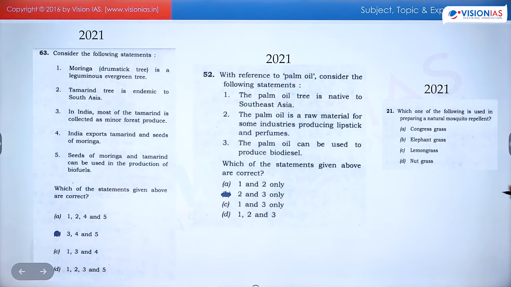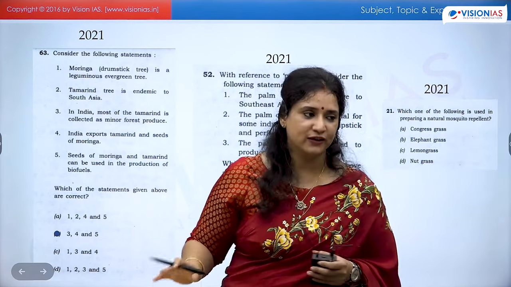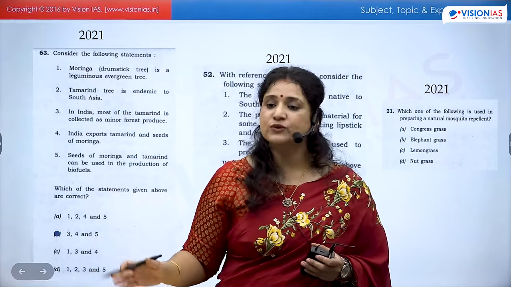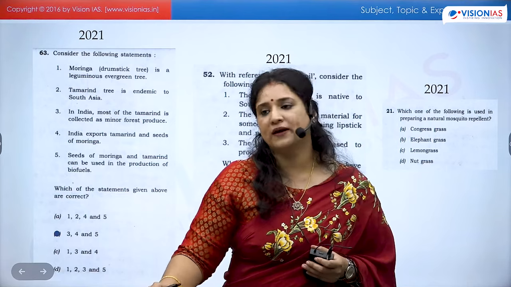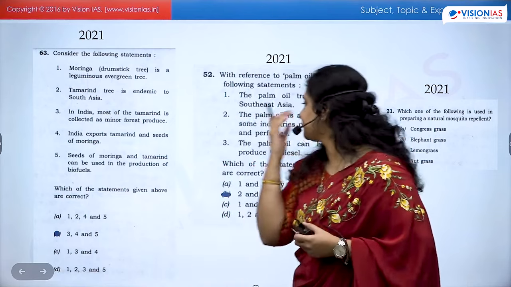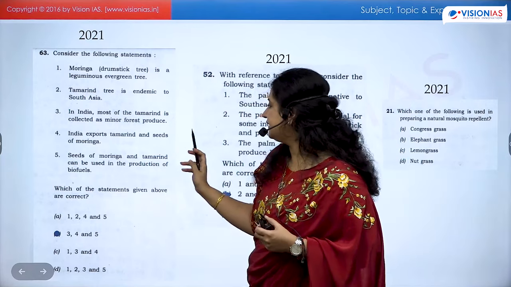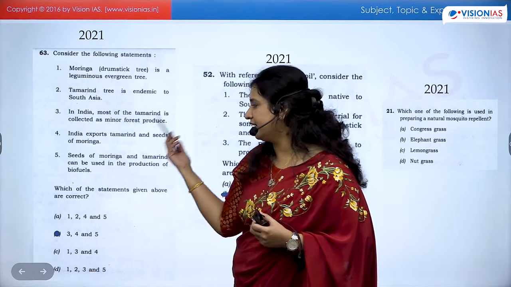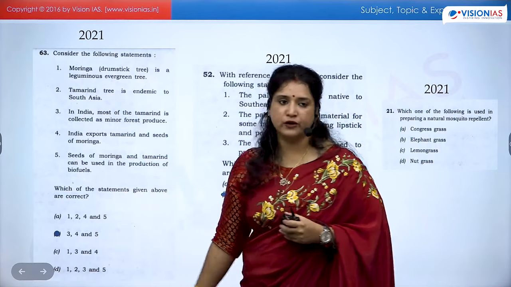She's right. Native means it originally belonged there, but has now spread to other places too. You can find it elsewhere also. But when you say endemic, it is found only in that particular place, nowhere else. So, India exports tamarind and seeds of moringa, fine. Seeds of moringa and tamarind can be used in the production of biofuel, fine.